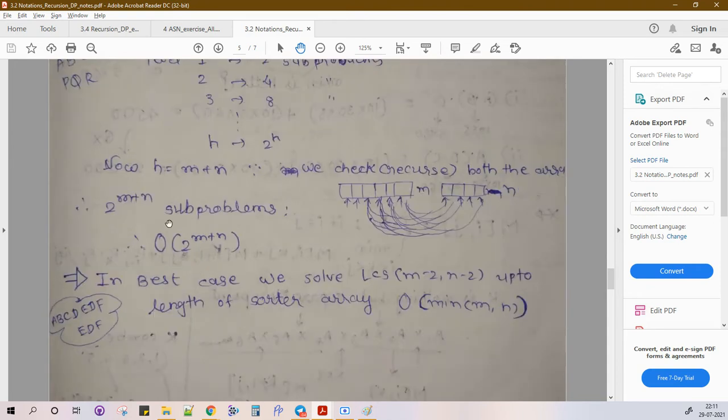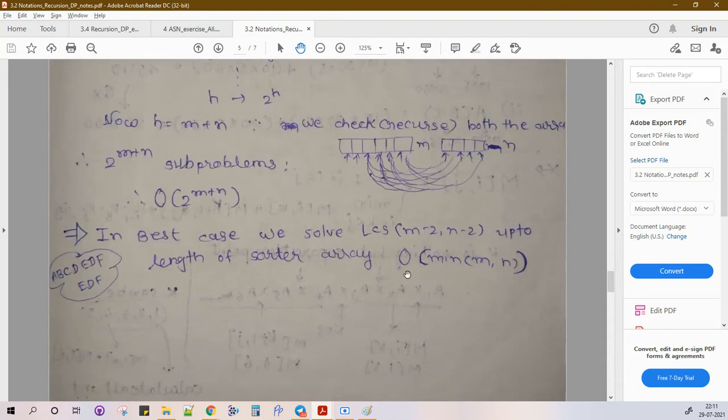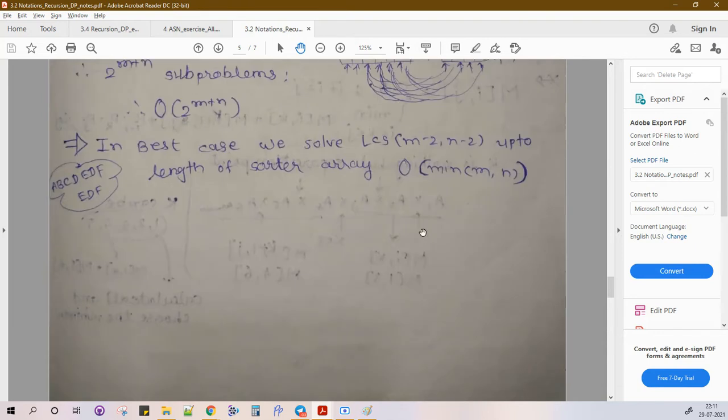So the time complexity is order of 2 raised to m plus n. Not important with respect to the exam, but good to know, right? Okay.